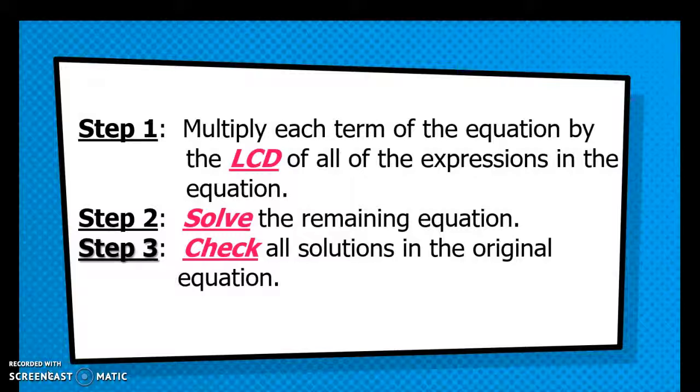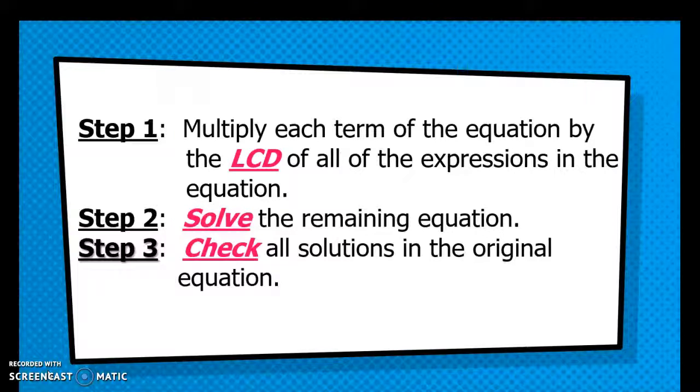So we have 3 steps to do that. The first one is multiply each term of the equation by the LCD of all the expressions in the equation. The LCD is the lowest common denominator. We've been calling it the LCM, the least common multiple. Same thing. Step 2, solve the remaining equation. And step 3, check all the solutions in the original equation. When we multiply by the LCD, it will make all of the denominators cancel, so all of the fractions will be gone, and it will make everything so much easier to solve.